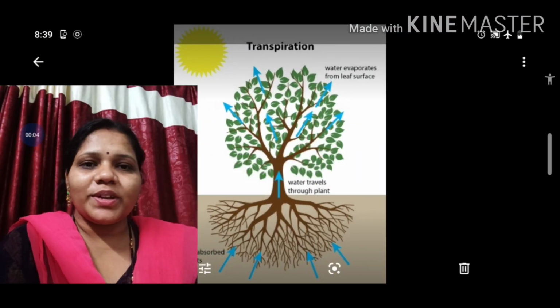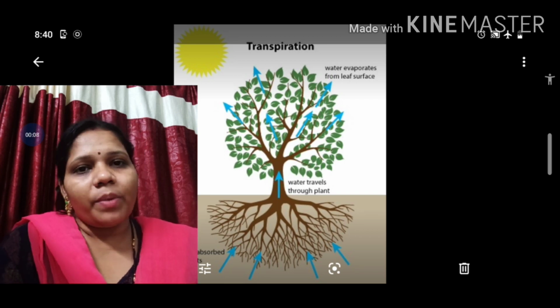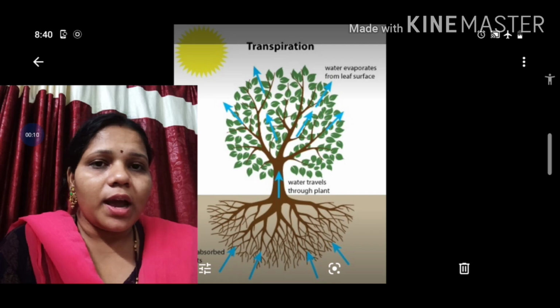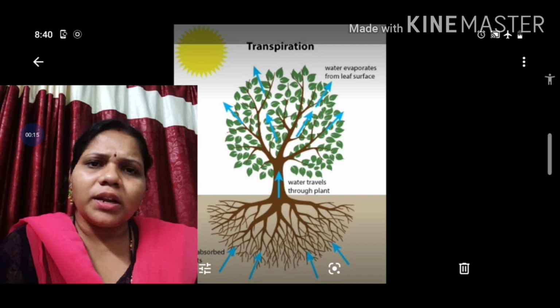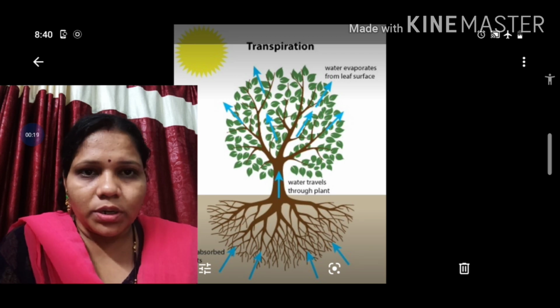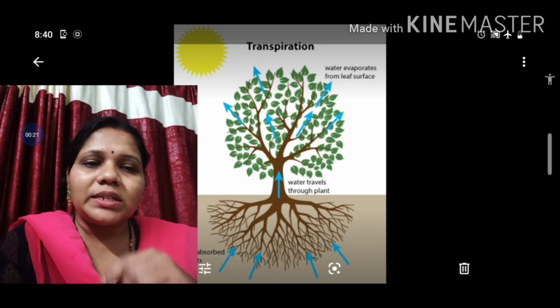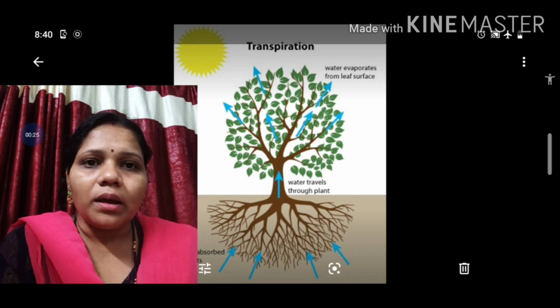Good morning, students. Today's topic is transpiration. Before knowing about transpiration, we have to recall our previous chapter, absorption by root. What did we learn in that chapter? We learnt that water is absorbed by the root, and that water travels through the plant with the help of xylem and reaches near the leaves.